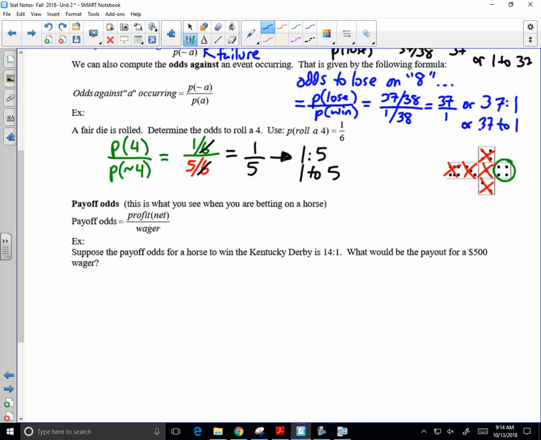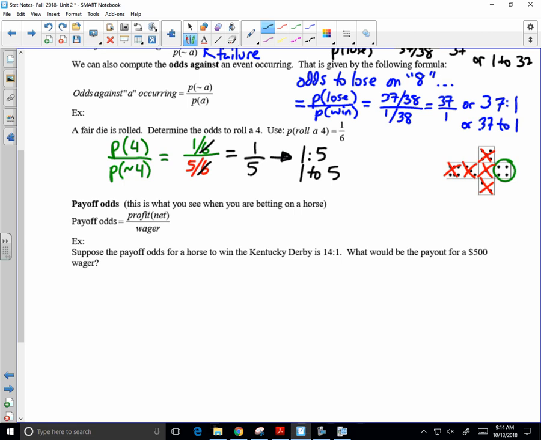Payoff odds, at long last. The example: suppose the payoff odds for a horse to win the Kentucky Derby is 14 to 1. What would be the payout for a $500 wager? Right, so the rules vary depending on the game. Some games of chance, you get your wager back, like casino games. You not only get what you won, what your winnings are, but you get what you bet originally.